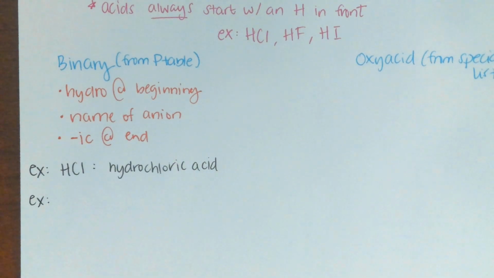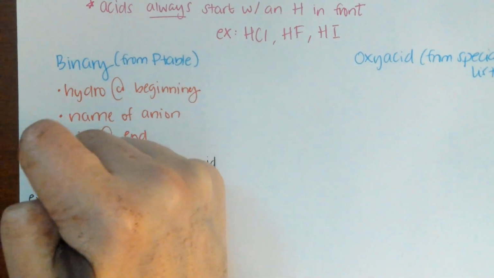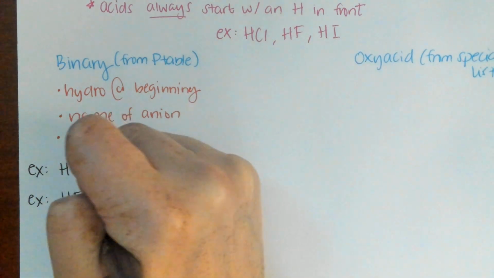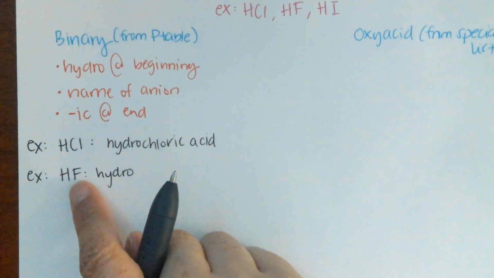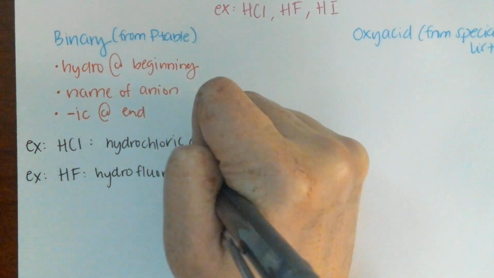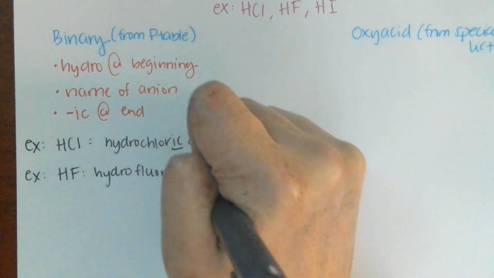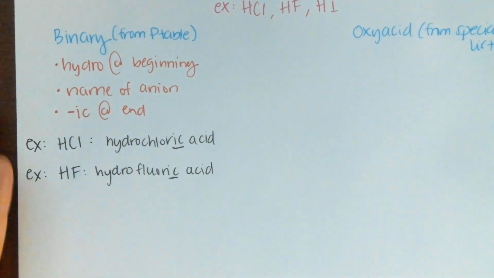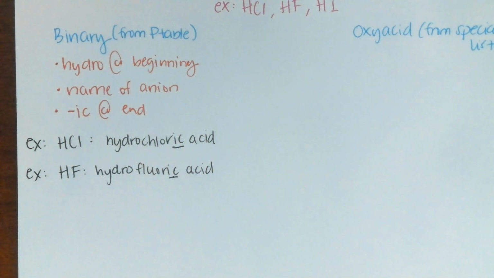If I give you, let's just do what's already listed here, HF. Again, we start with hydro. And we know F is fluorine, so instead of fluorine, it will be fluoric acid, like so. So we're just doing a different ending, and then acid. So pretty simple, binary, there's nothing much to it. That's hydro, name, ic. That's all it is.